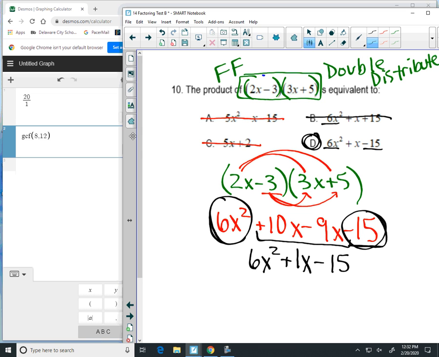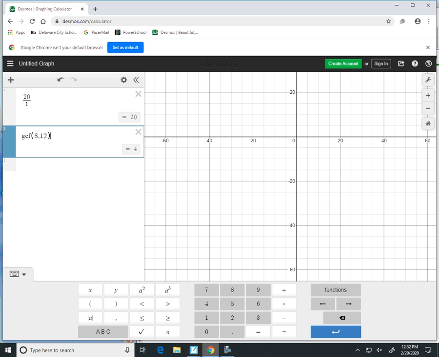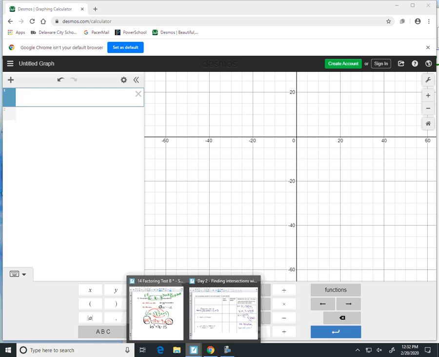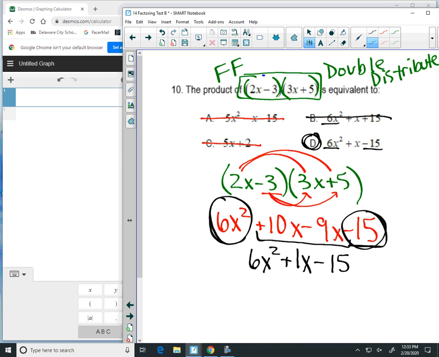Okay, so I just want to show you how you can use Desmos to make sure that you are 100% accurate, or if you wanted to use Desmos to help with everything. So we'll put in that factored form first: 2x minus 3 times 3x plus 5.